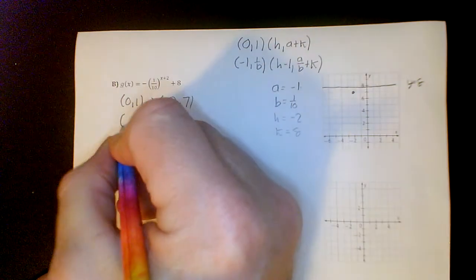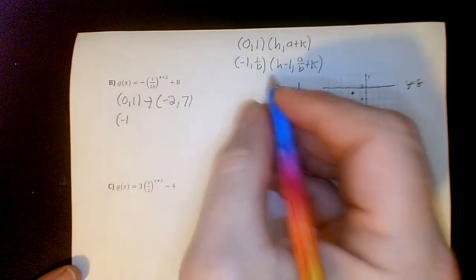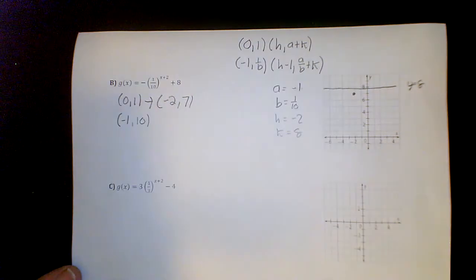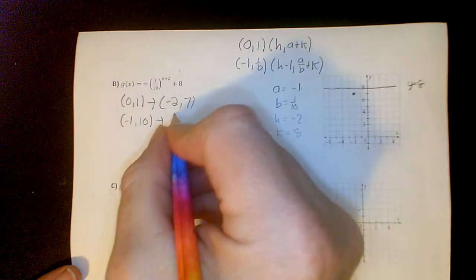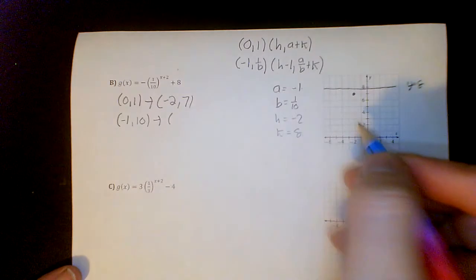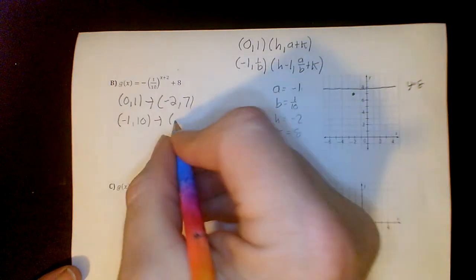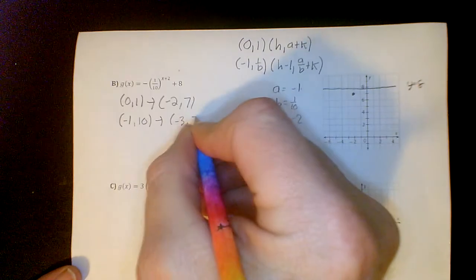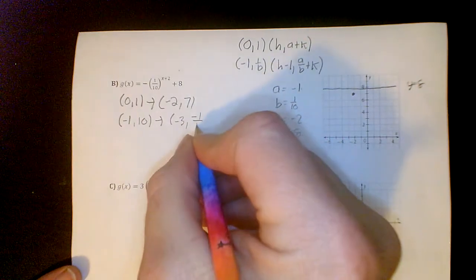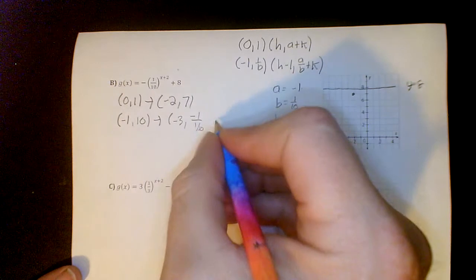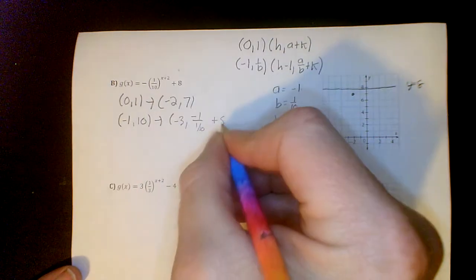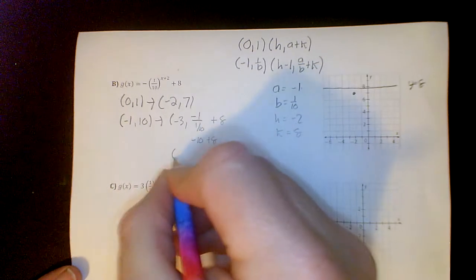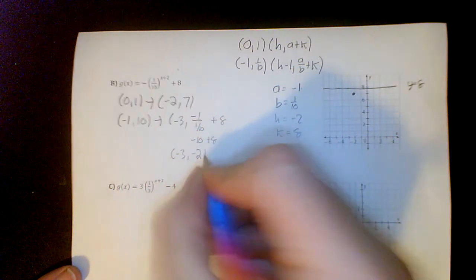Alright. My -1, 1 over B, so that would be -1, 10. That just flips that over, right? Is going to move to H minus 1. So H minus 1 is -3. Alright. A over B, let's go ahead and write it. -1 over 1/10 plus K, plus 8. Well, this flips over and gives me -10 plus 8, or -2.